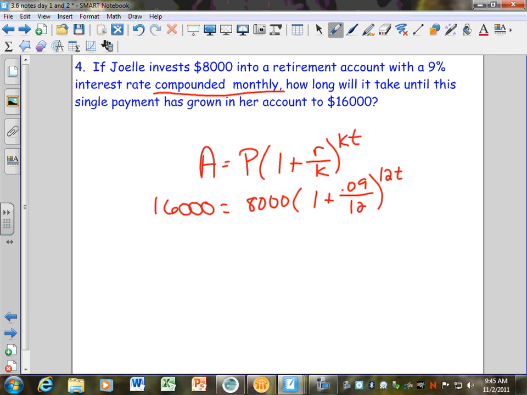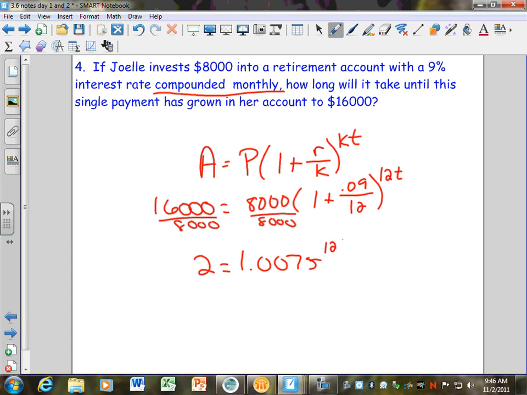Yeah, and kind of both of those, I'm going to do both of those steps at once. I'm going to divide this 8,000 over. There's no need to distribute it in. And I'm also going to add that together to make it one thing. If I divide by 8,000, that's really nice, because 16,000 divided by 8,000 is just 2. And just on my calculator, I'm going to take 1 plus 0.09 divided by 12, and I got 1.0075. Did you get that?